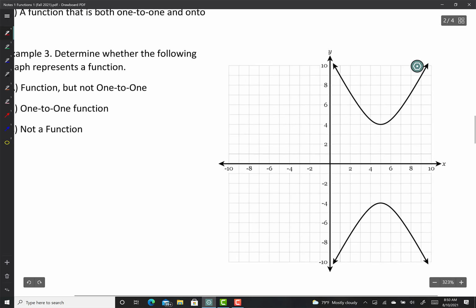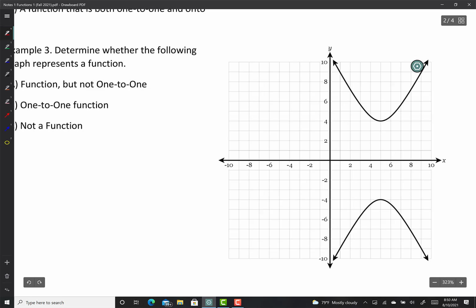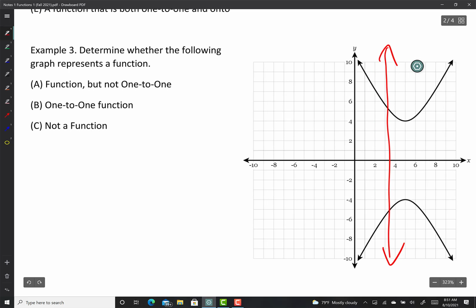Really, we should have a discussion on that. But knowing what you know, does it pass your vertical line test? No. So it is not a function.